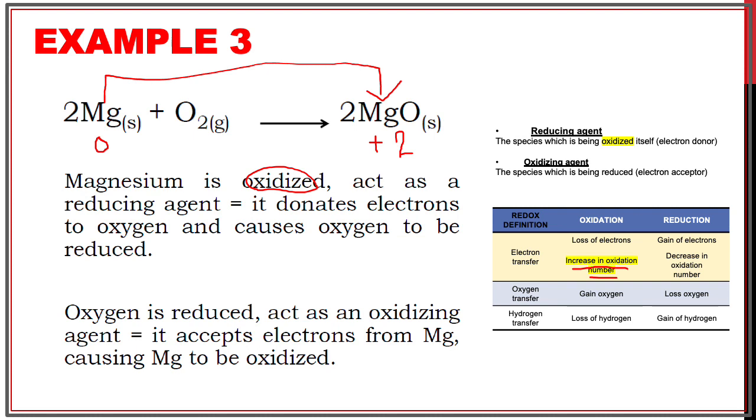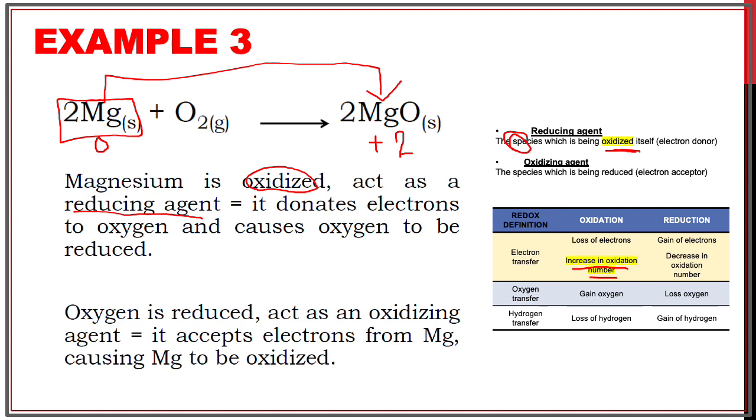Because this magnesium is oxidized, it acts as a reducing agent, because a reducing agent is the species that is being oxidized. So this magnesium is the reducing agent because it is being oxidized and undergoes the oxidation process. It donates electrons to oxygen and causes oxygen to be reduced.